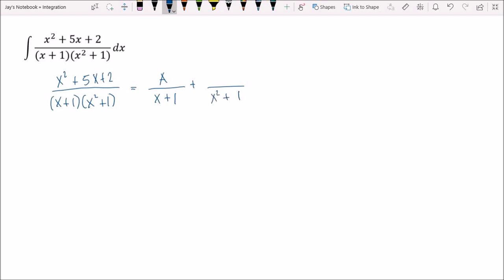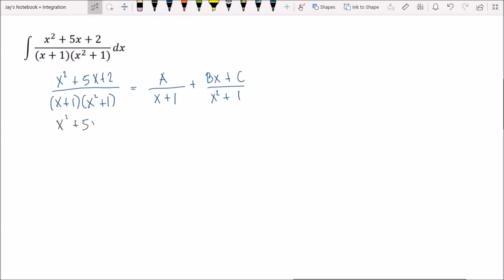But take note that our denominator is in second order. So our numerator should be in the first degree order. So how are we going to write the numerator? So we have Bx plus C. Okay, so this is at the second order, then this is now on the first order.